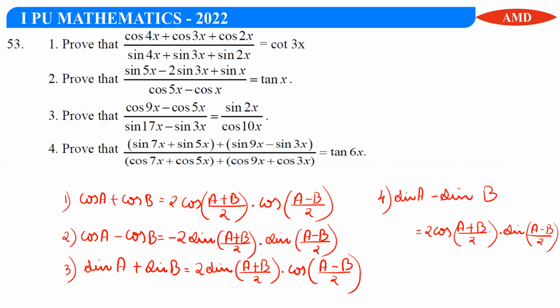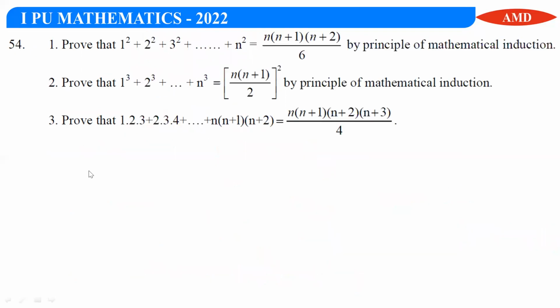I think it is easy to remember because in all the 4 formulas, the angles are almost the same. That is A plus B by 2 and A minus B by 2. And only in the second formula, you've got a minus sign here. And you'll have to compare these formulas and then remember them. Using these formulas, you can easily solve one of these questions. Please practice them so that you can easily solve them in the exam.